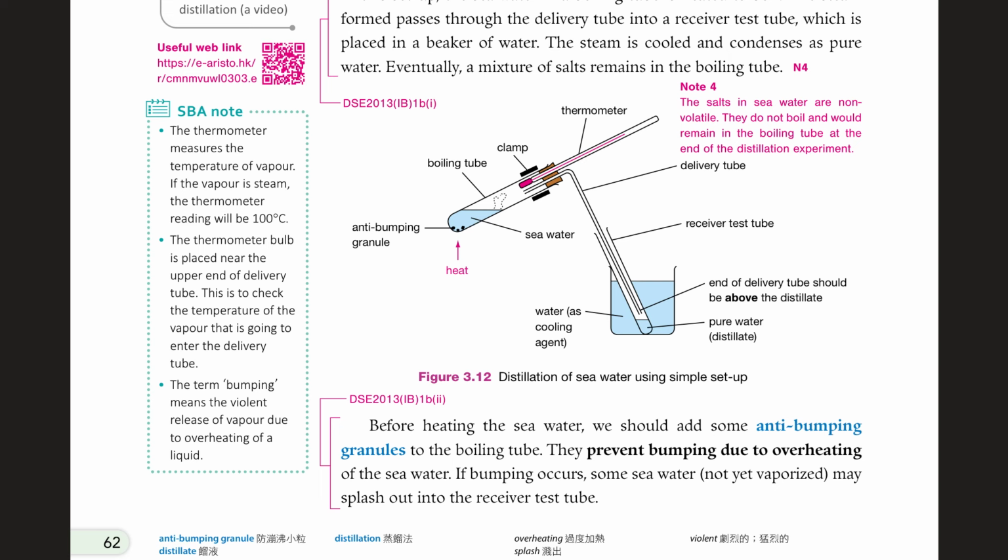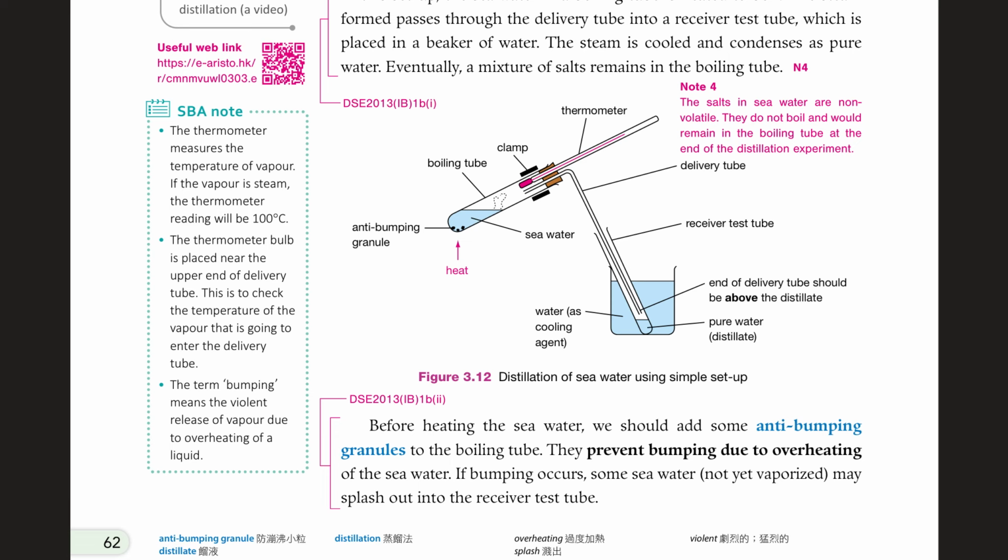Because of the absence of a condenser, the amount of seawater sample that it can process is much less than that of the quick fit apparatus. Because if the amount of steam is too much, the steam may not condense so efficiently and may escape from the setup.